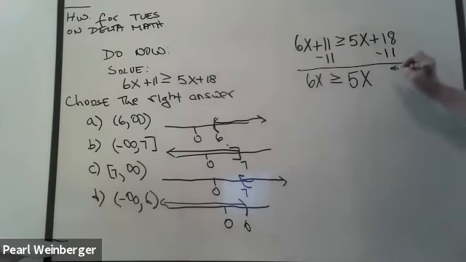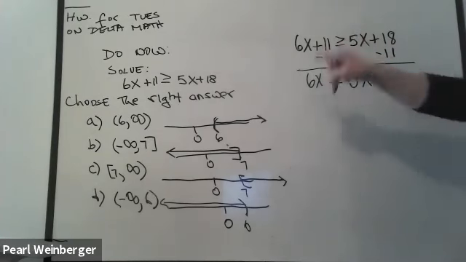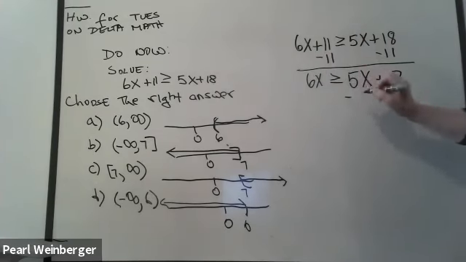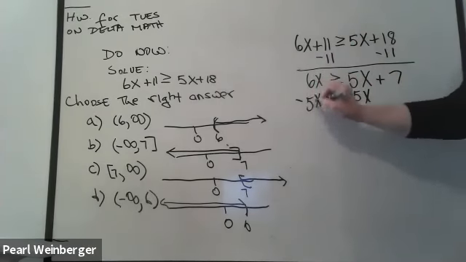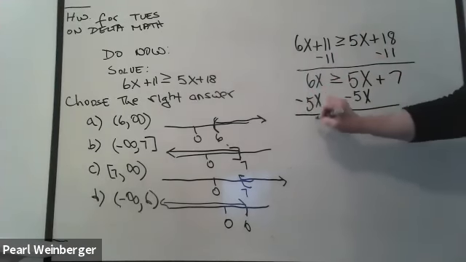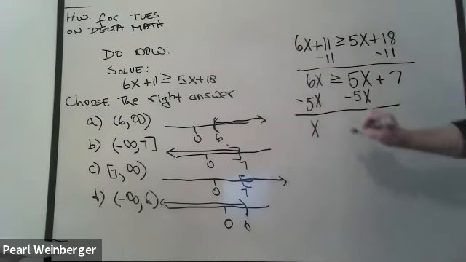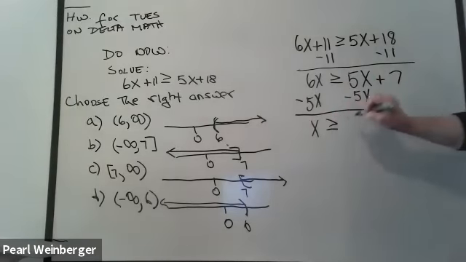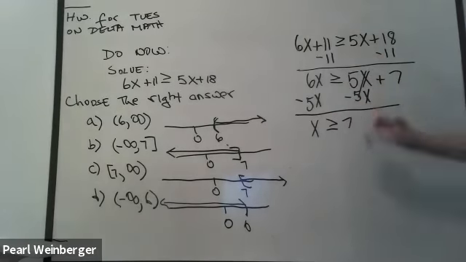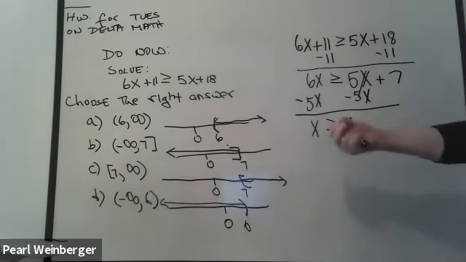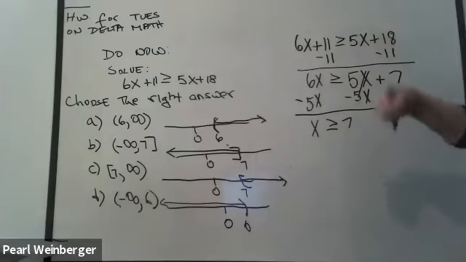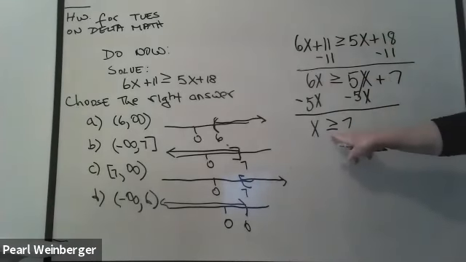And 18 minus 11 is 7. And then I want to bring the 5x to the other side. So since it's a positive 5x, I'm going to subtract 5x from both sides. And 6x minus 5x is 1x, or x, which is greater than or equal to, now this cancels out, 7. I don't have to go any further. And remember, since I did no division or multiplication by a negative number, my inequality stayed in the same order.